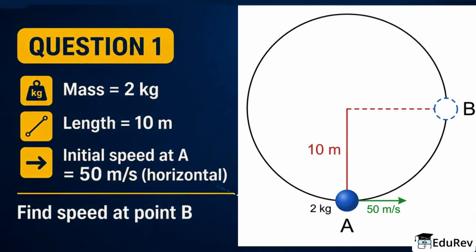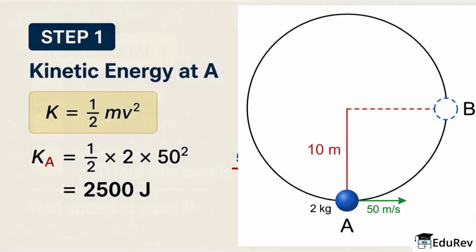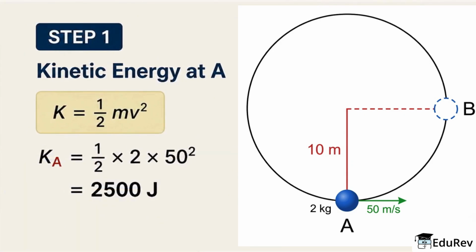Question number 1 asks, a mass of 2 kilograms is suspended by a light string of length 10 meters and given a horizontal speed of 50 meters per second. Find its speed at point B. Step 1. Compute kinetic energy at point A using KE equals 1/2 mv squared. So K at A equals 1/2 times 2 times 50 squared, which equals 2500 joules.